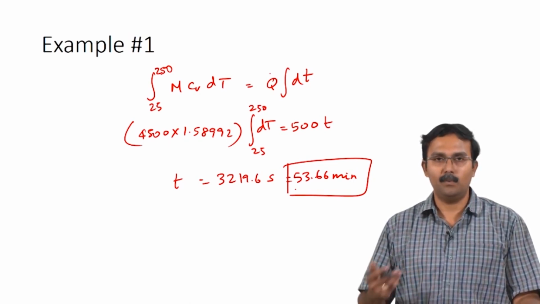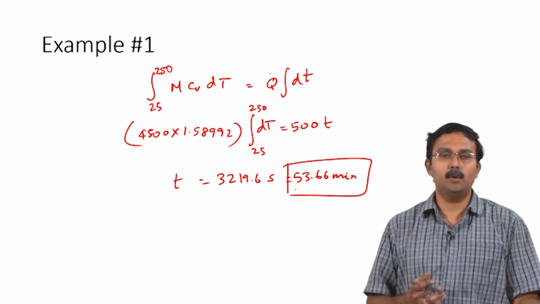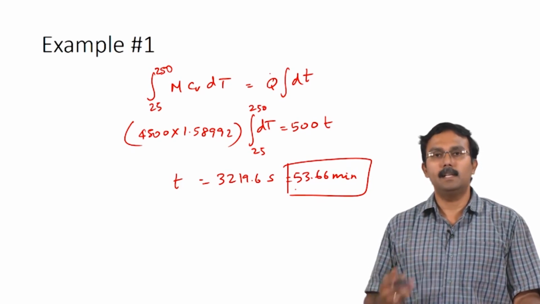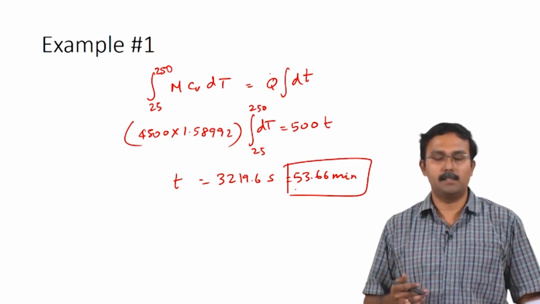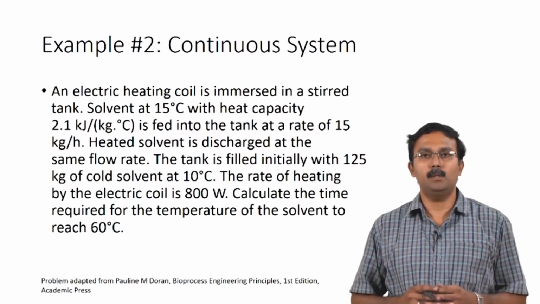So, with this we have solved one example problem which was for a closed system or a batch system. So, in the next example problem we will look at an open system. Here is an example for a continuous system.